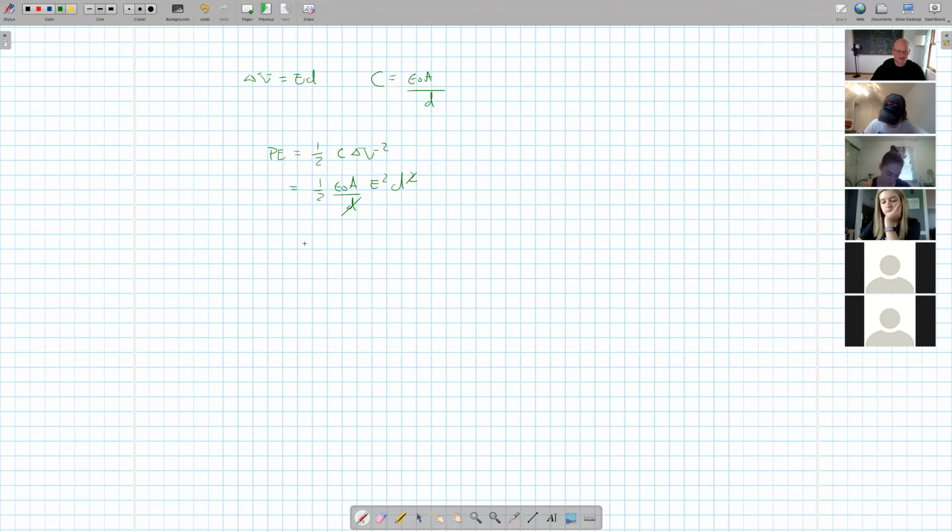This distance cancels out this one, so this is now going to be equal to 1/2 epsilon naught times the electric field squared times the area times the distance, but area times distance is the same thing as the volume. So this is then equal to 1/2 epsilon naught times the electric field squared times the volume. And this one is volume. So this is the volume contained inside of the plates. So what this says is that the potential energy is actually stored inside of the electric field. This is within the electric field itself.